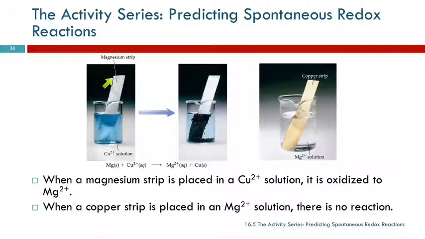If we take a strip of magnesium and stick it in a solution of copper ions, a reaction occurs. The magnesium begins to dissolve and copper deposits on the magnesium. Like, okay, well, that's kind of interesting. If we do the opposite, if we take a copper strip and put it in a magnesium solution, nothing happens. So this reaction can go in the forward direction. It can be forced to go in the reverse reaction, but it's not going to happen spontaneously. The activity series is what helps us to predict what's going to happen.